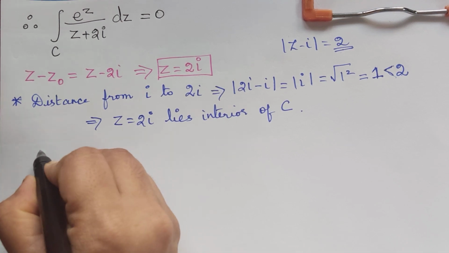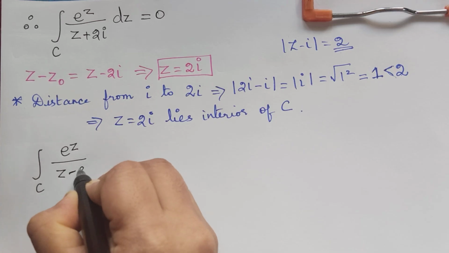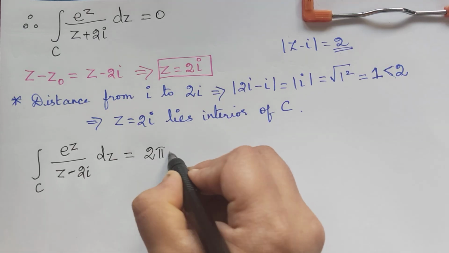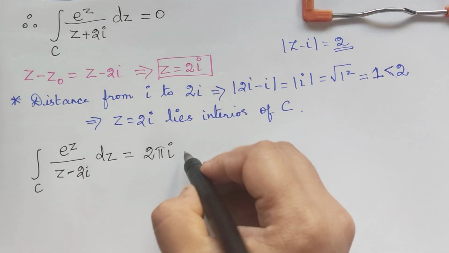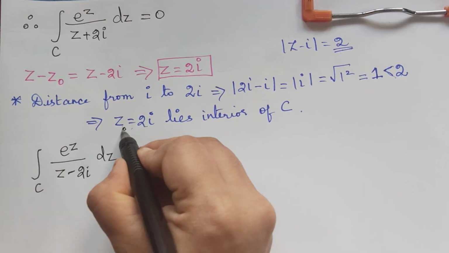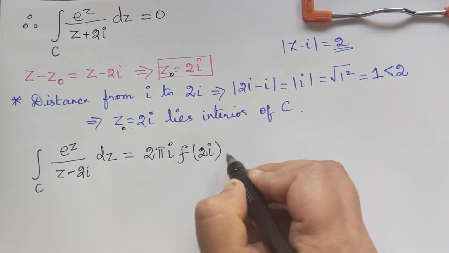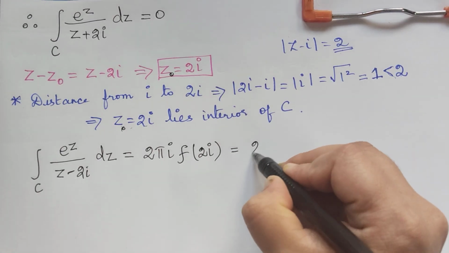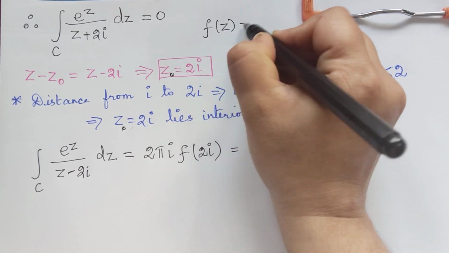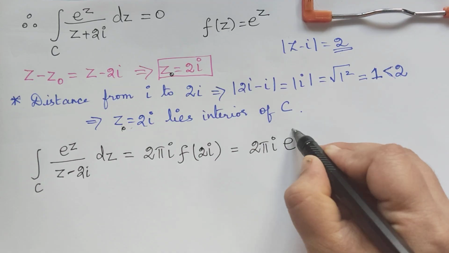Therefore, we get the second integral to be equal to the integral over C of e power z by z minus 2i dz. That is equal to 2 pi i times f of z naught by the Cauchy integral formula. Here z naught is 2i, so f of 2i. So we get this to be equal to 2 pi i f of 2i. But what is f of z? f of z is equal to e power z. So in place of z we put 2i, and this becomes e to the power 2i.